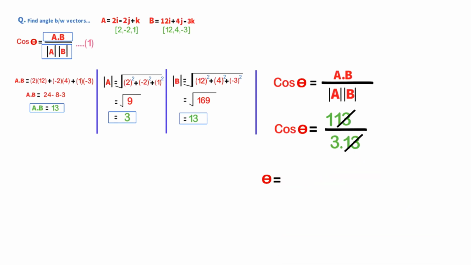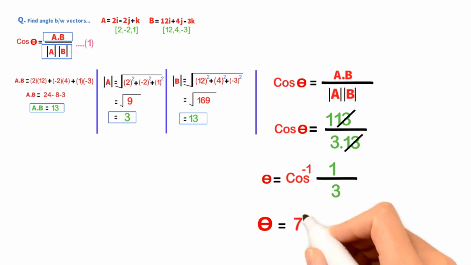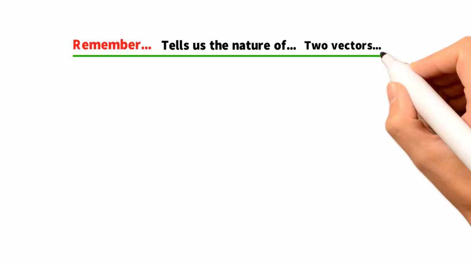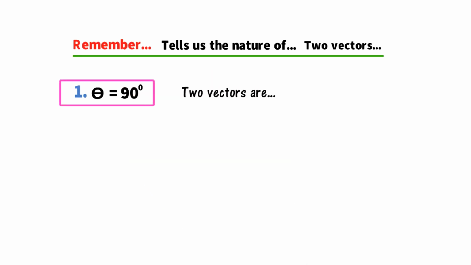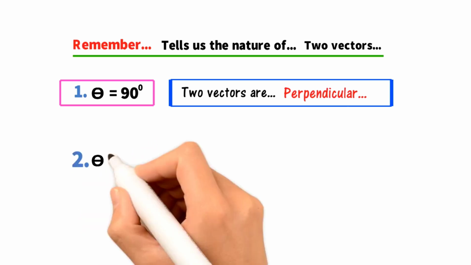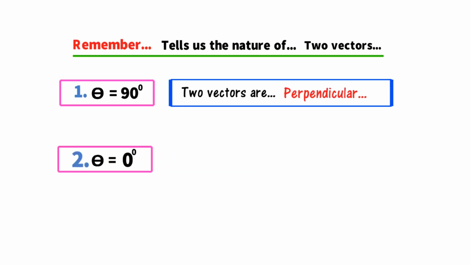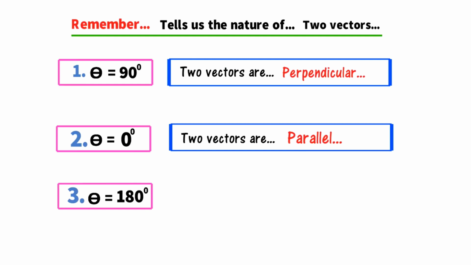Now theta is equal to cos inverse 1 divided by 3, and it is approximately equal to 70 degrees. Remember that theta of the dot product also tells us about the nature of two vectors. If theta is equal to 90 degrees, then these two vectors are perpendicular or orthogonal to each other. And remember, if theta is equal to 0, then these two vectors are parallel to each other. If theta is equal to 180 degrees, then we say these two vectors are antiparallel to each other.